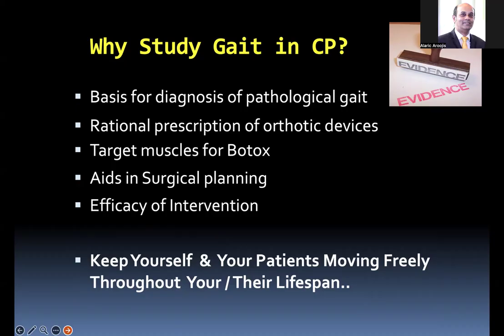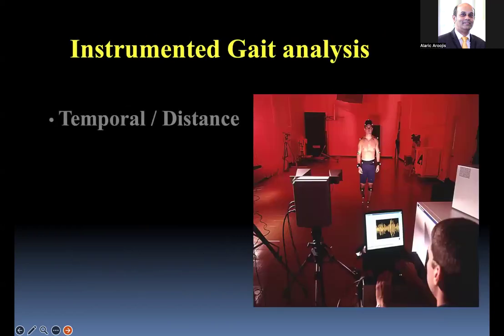We can then do a more rational prescription of the various orthoses that we're using for these children. We can target which muscles will benefit with botulinum. It helps us in surgical planning and helps us to understand the efficacy and the outcomes of our intervention.